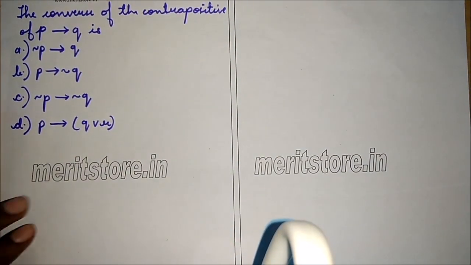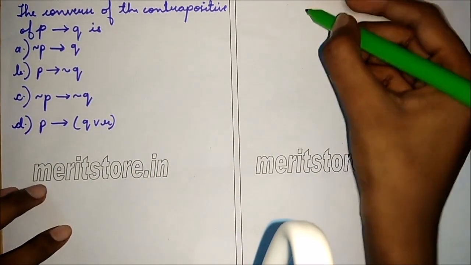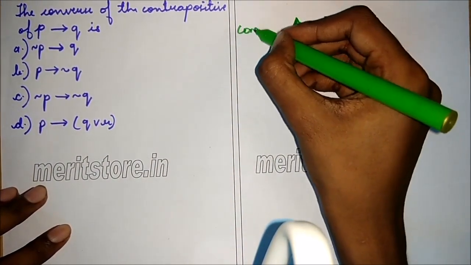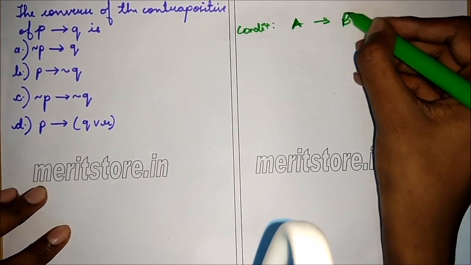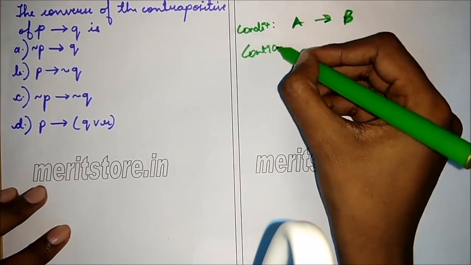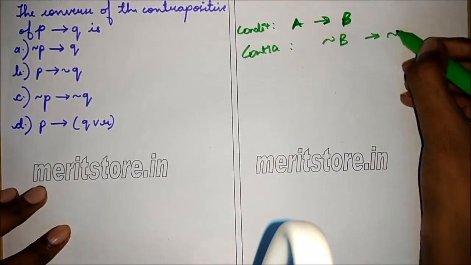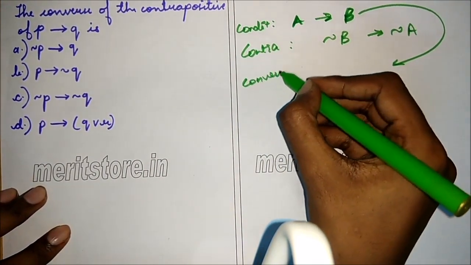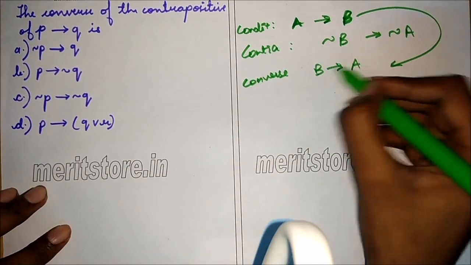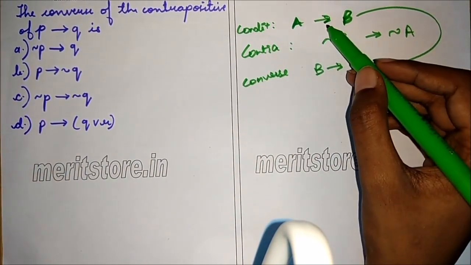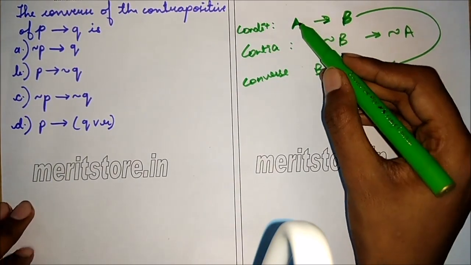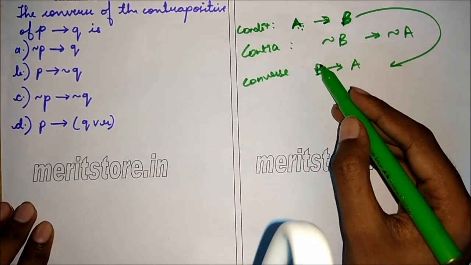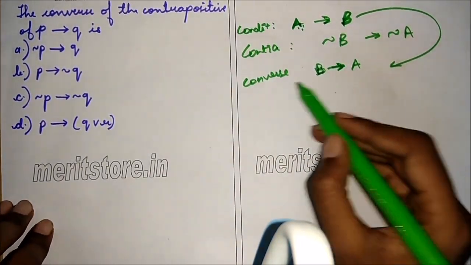The converse of the contrapositive of P implies Q. Now the contrapositive of a conditional statement, A implies B, is given as negation of B implies negation of A, and the converse is given as B implies A. That is, this is the converse of this implication statement. This states if A happens, then B will happen. The converse states the opposite, that is, if B happens, then A will happen.